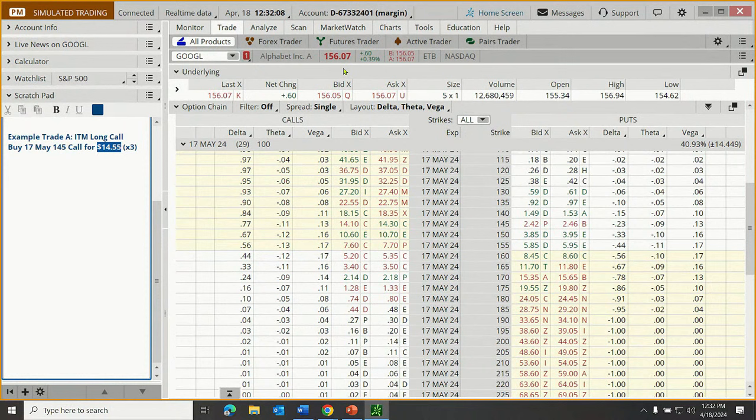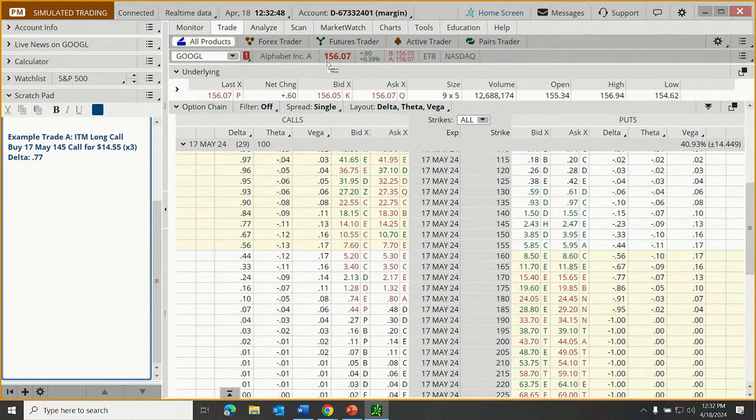So here's the way Delta works. The Delta on this contract is currently 77. So what the trader can do to gauge the amount of leverage that they have is our Delta is, in addition to being a probability metric, it can also tell us how much we might make or lose on the stock moving up or down $1. So if Google were to rise from 156 to 157, a $1 move up, that would be about 2/3 of 1% move on the stock.